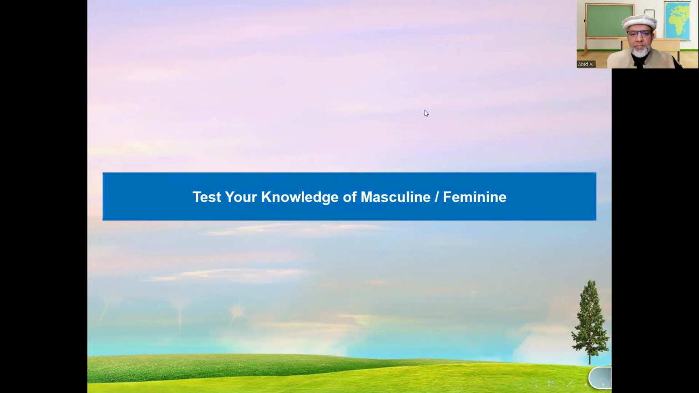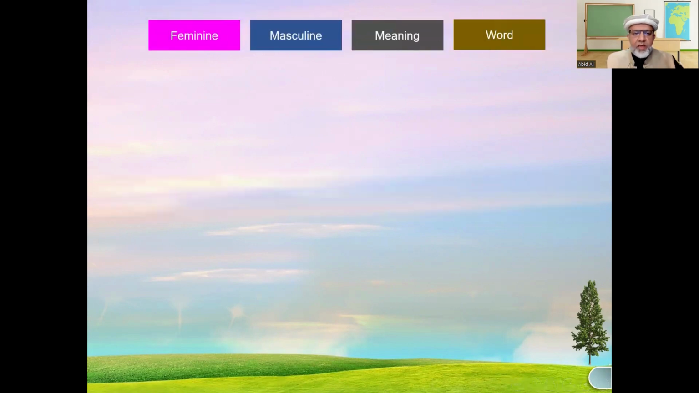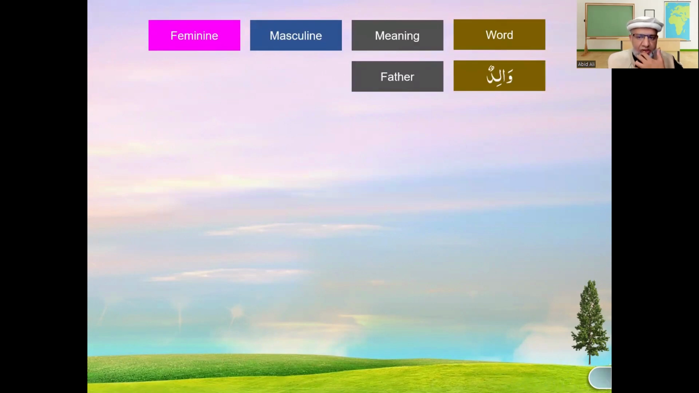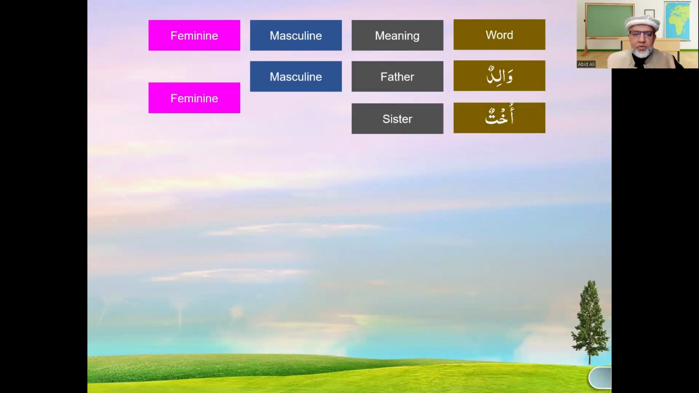Okay, let's start. I'm going to give you a word, walidun, think about it. The meaning of walidun is father, right? As soon as we know the meaning, we know the gender of this noun. So this is masculine. Ukhtun, and the meaning of ukhtun is sister, and ukhtun is feminine. So we know this is feminine by nature.